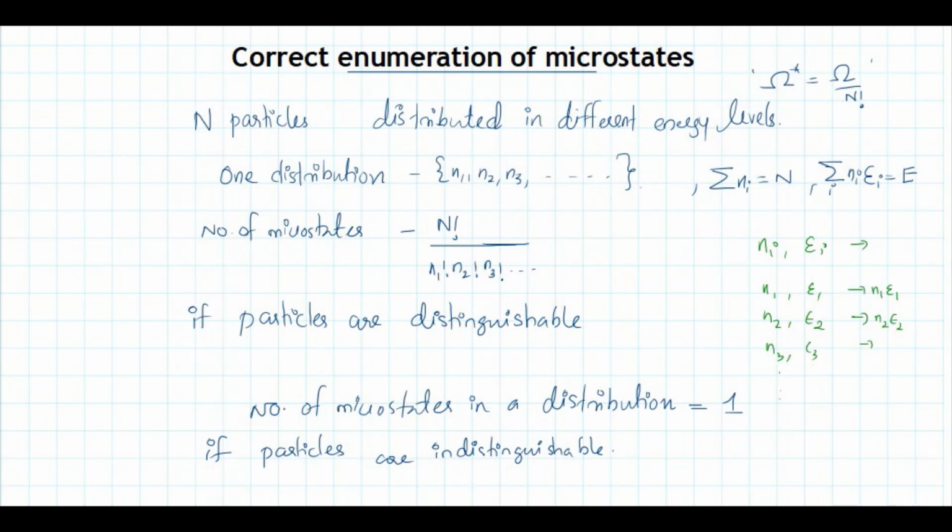Then corresponding to a distribution, what is the number of microstates? It is given by n factorial divided by n1 factorial, n2 factorial, n3 factorial, etc., if the particles are distinguishable. And the number of microstates in a distribution is always 1 if particles are indistinguishable. If particles are indistinguishable, the number of microstates in a possible distribution is 1. What is the meaning of this statement?